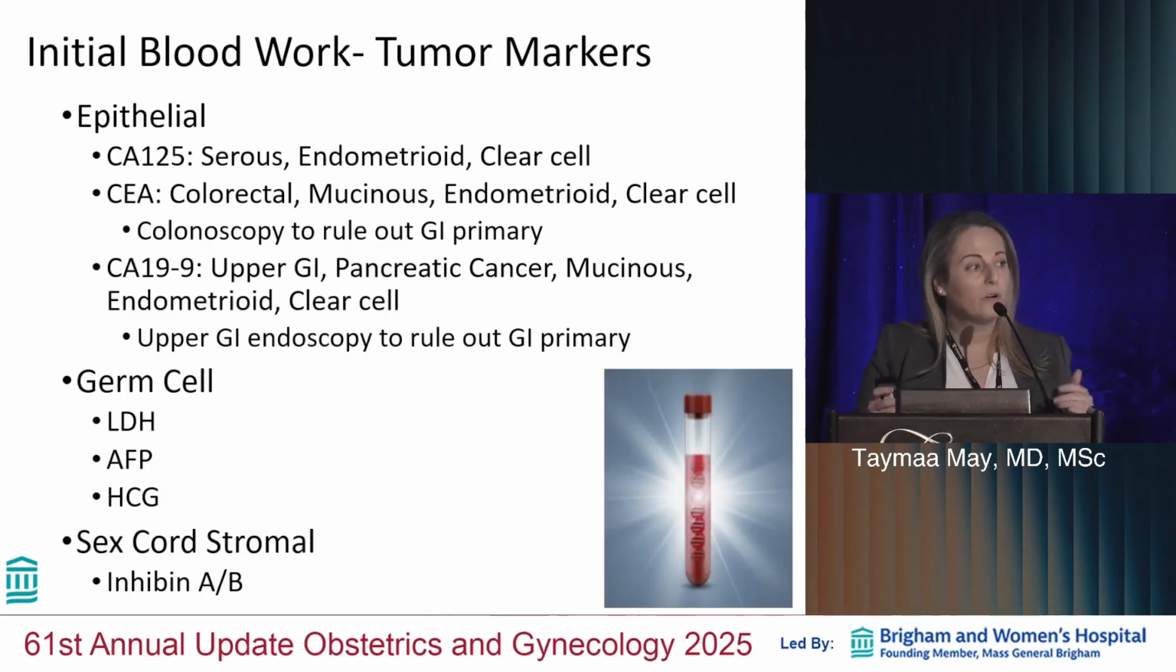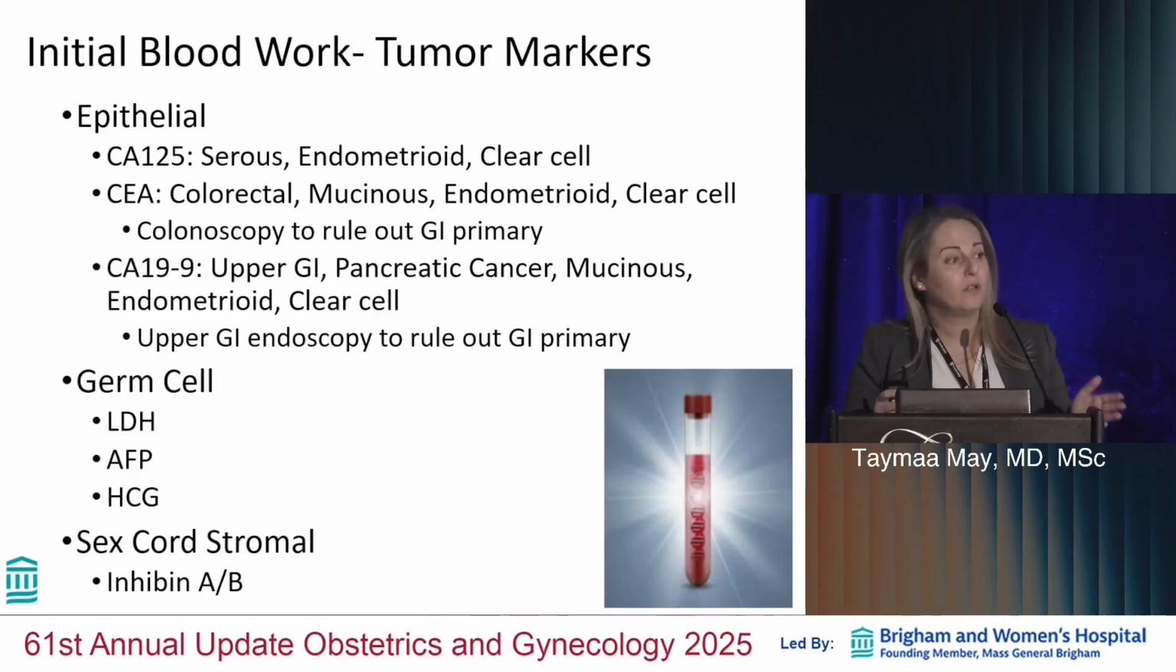And those are markers. They are suggestive, they're not diagnostic. CA125 can be elevated in many ovarian tumors: serous, endometrioid, clear cell. CEA can be elevated in mucinous ovarian tumors, endometrioid and clear cell as well, but can also be elevated in colorectal cancers. If it's significantly elevated, we would often recommend colonoscopy ahead of time to rule out a GI primary, and that would change the surgery.